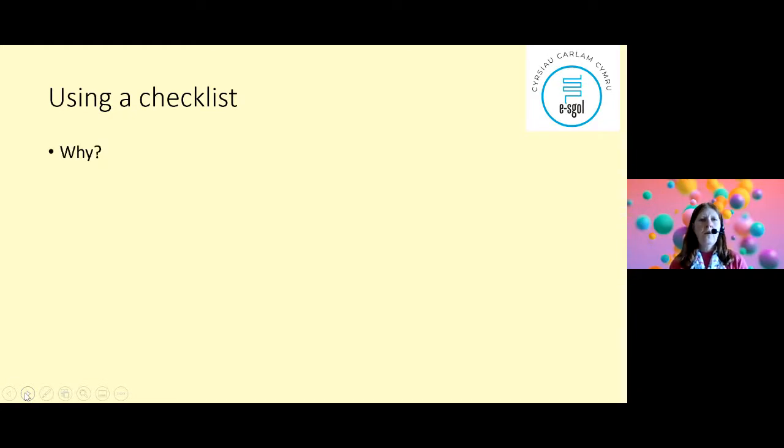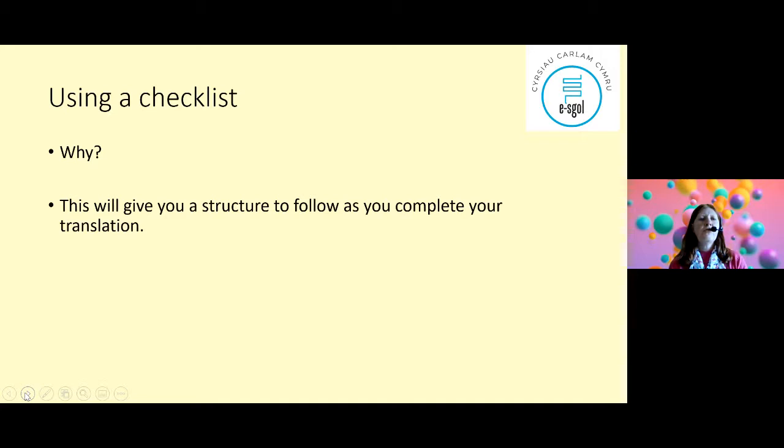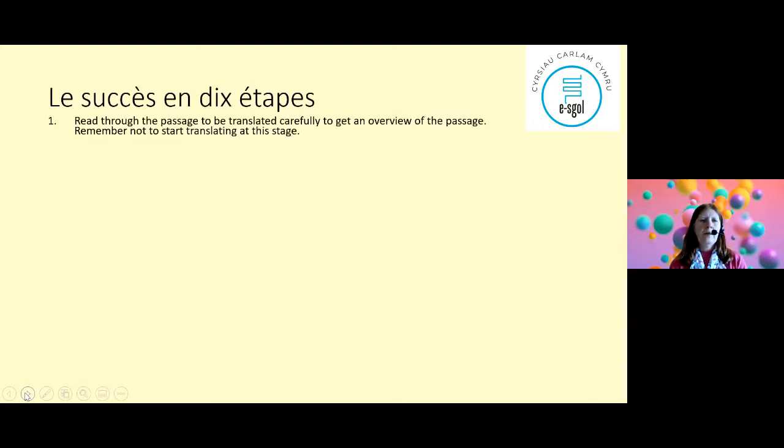So why is it a good idea to use a checklist as you attack the translation at A-level? This will give you a structure to follow as you complete your translation. Le succès en 10 étapes. So here are the 10 points which will help you go through the checklist for your translation. Number 1, read through the passage to be translated carefully to get an overview of the passage. Remember not to start translating at this stage.